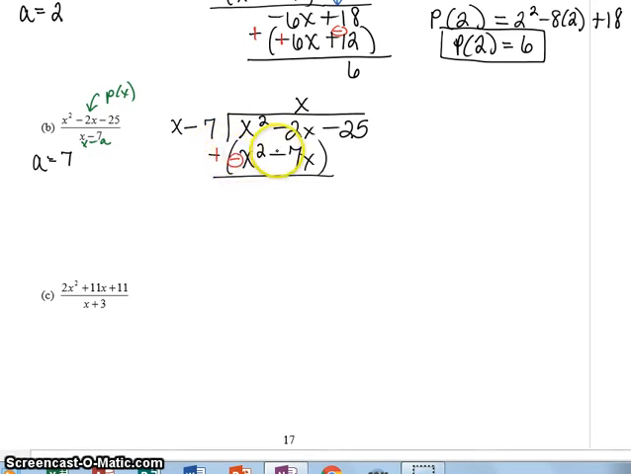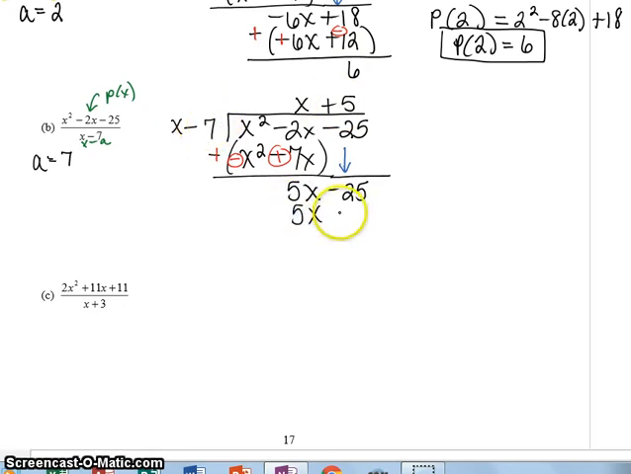So it becomes negative x squared, positive 7x. These cancel, and I'm left with 5x. I drop down the minus 25. Then you say, how many times can x go into 5x, or x times what gives you 5x? Plus 5. 5 times x is 5x.